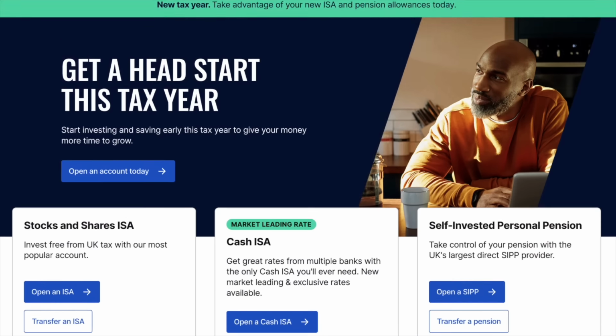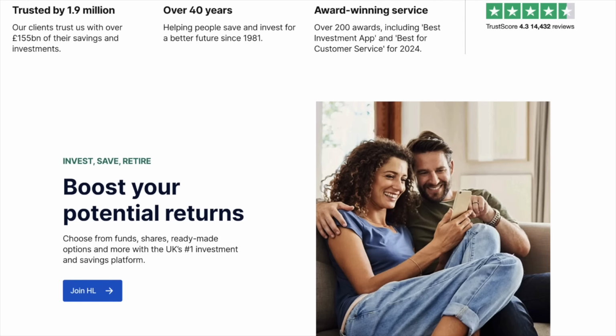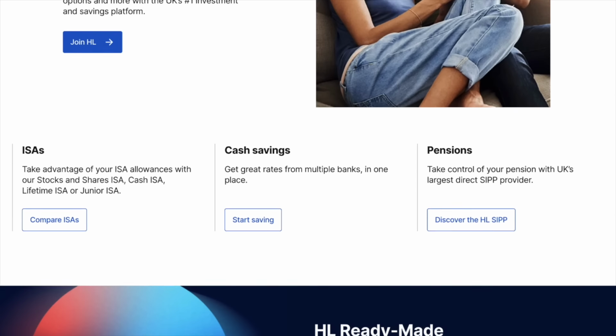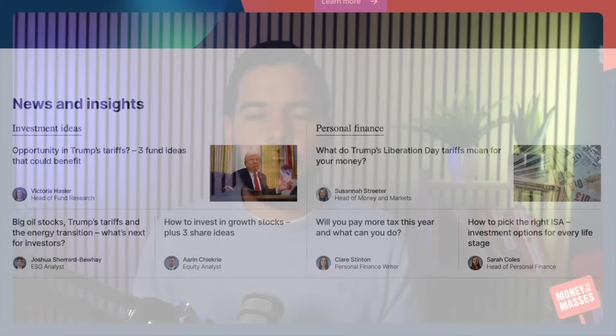Next, we move on to Hargreaves Lansdown. Although the platform fee might be marginally higher, it has a very strong customer service record and it has comprehensive research. And down the lower end, in terms of portfolio size, it is very cost effective and actually competes and is cheaper than the Vanguard Investor Platform.